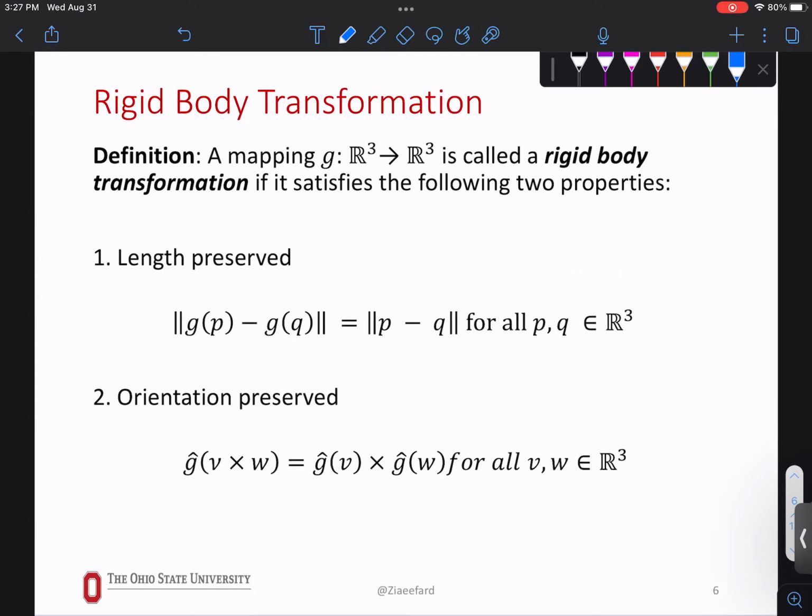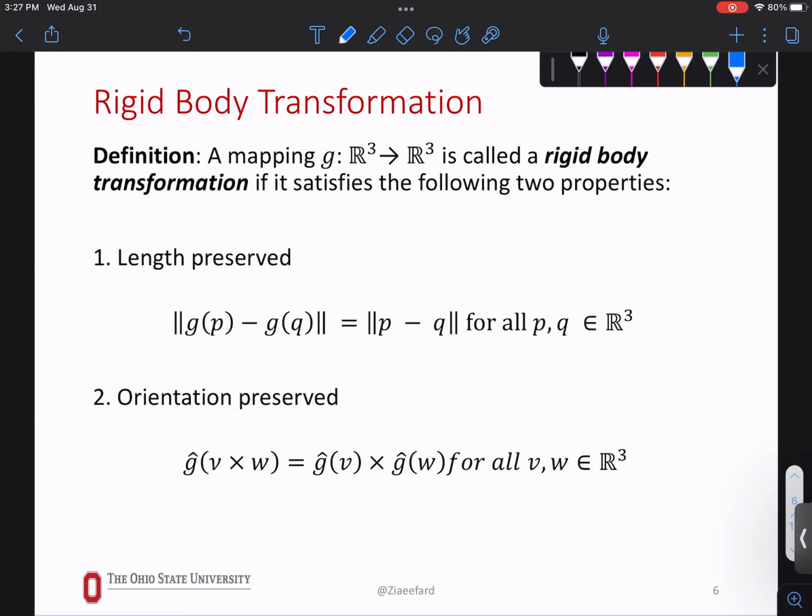All right. This means that if you have vector V and vector W, get the cross product of them and apply the transformation, you will end up with the same thing as if you map the first vector V, map the second vector, and get the cross product. They will be the same. That's what it says.